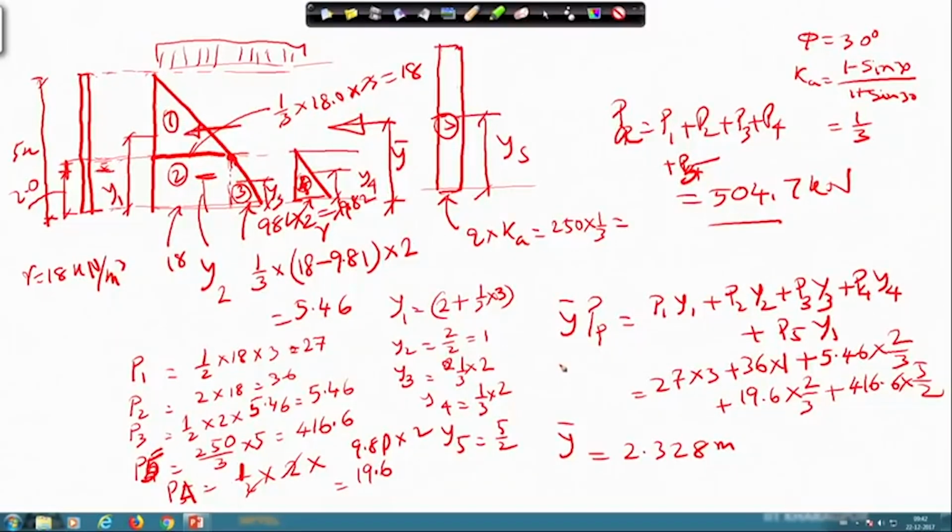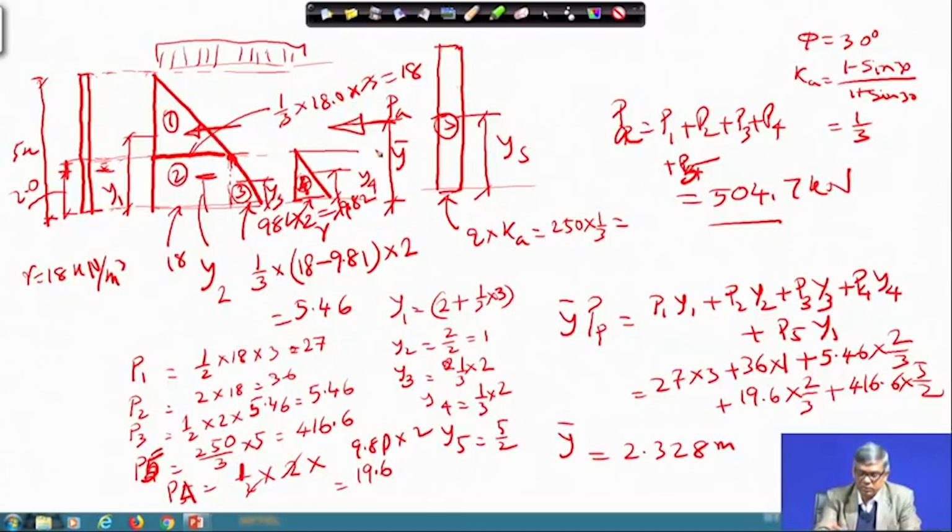And then by taking moment, suppose the resultant force P A is acting at a y bar distance, then this moment must be equal to the moment of all forces with respect to this line. So, that I have done. Based on that I have got this y bar equal to 2.328. So, this is one application I have done. So, let me go to the next one.